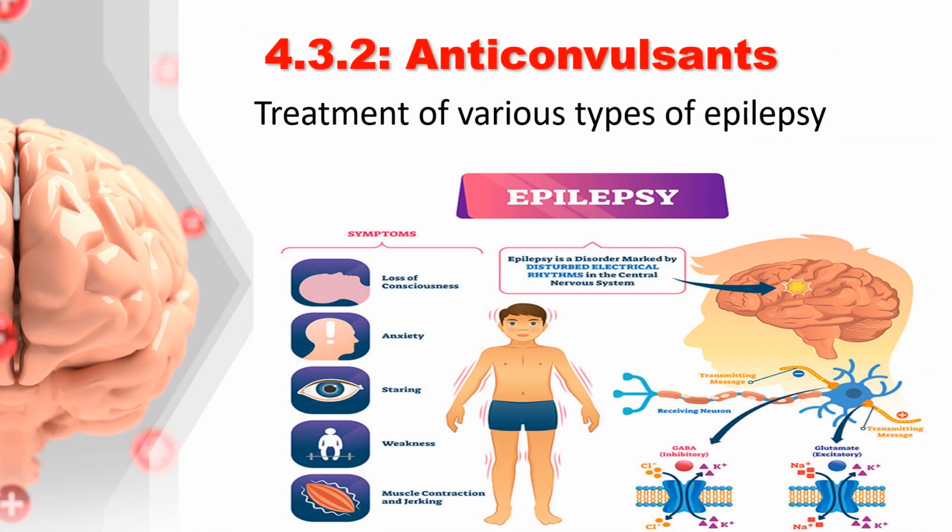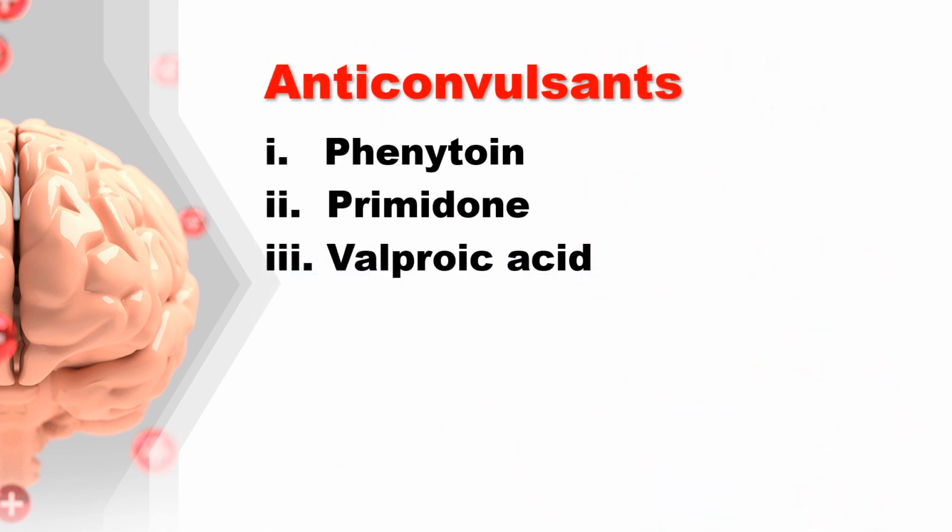Anticonvulsants are the drugs which are used in the treatment of various types of epilepsy. Epilepsy is a disorder which is marked by disturbed electrical rhythms in the central nervous system. The symptoms of this disease are lack of consciousness, anxiety, staring, weakness, and muscle contraction and jerking. Examples of anticonvulsants are phenytoin, primidone, and valproic acid.